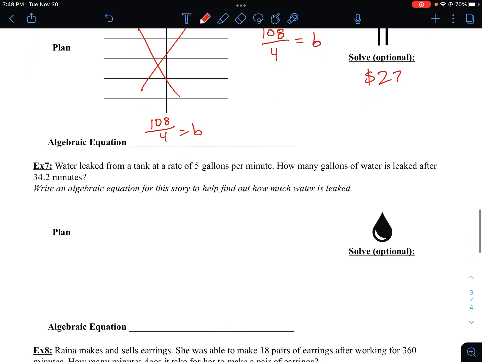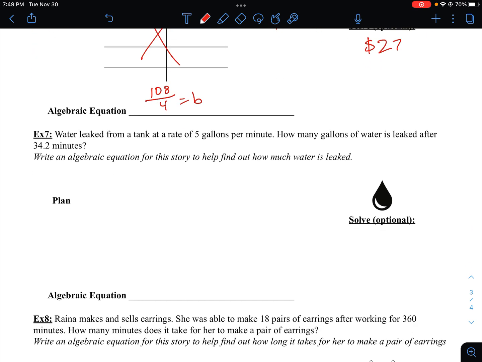Number 7. Water leaks from a tank at a rate of 5 gallons per minute. How many gallons of water is leaked after 34.2 minutes? Oh my goodness. I'm going to use a table here. So, my table: water leaks at a rate of 5 gallons per minute.